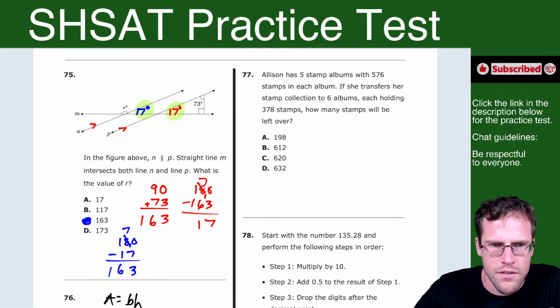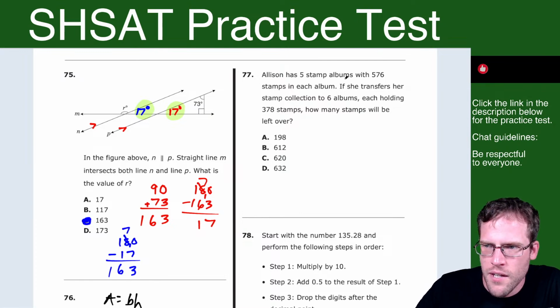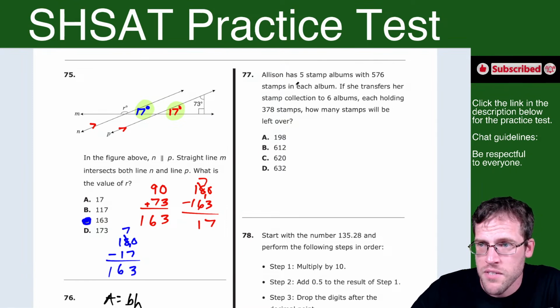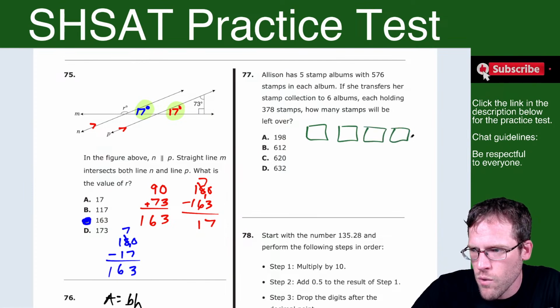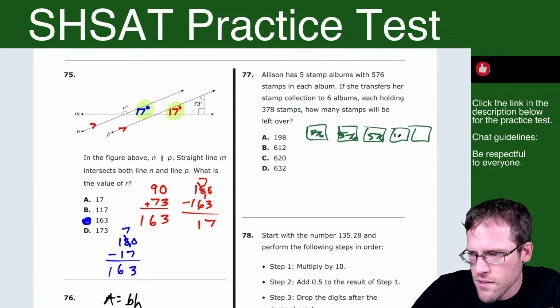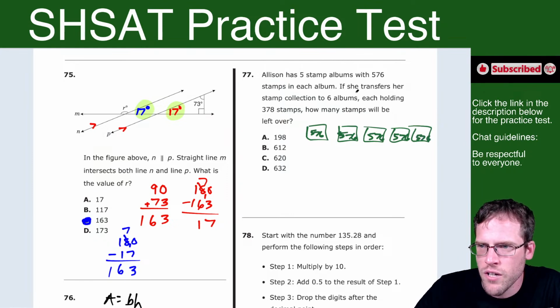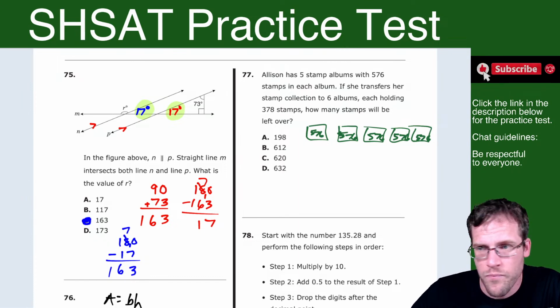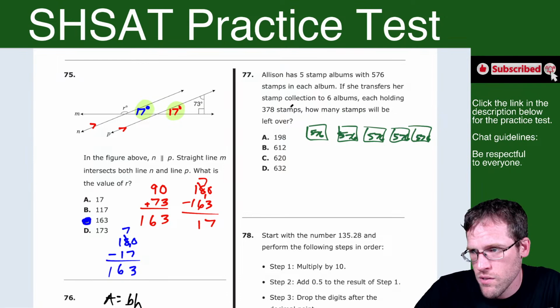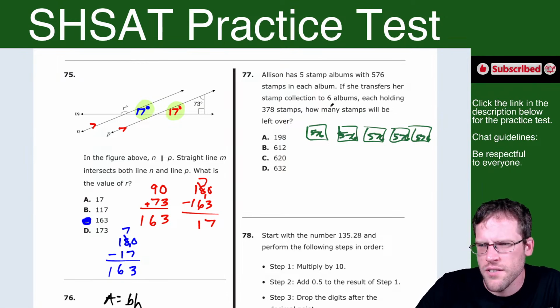All right. So let's see here. Allison has 5 stamp albums with 576 stamps in each album. Okay, so 5 of them. I just want to put that there: 576. If she transfers her stamp collection into 6 albums, each holding 378 stamps, how many stamps will be left over? All right, that's a good question.